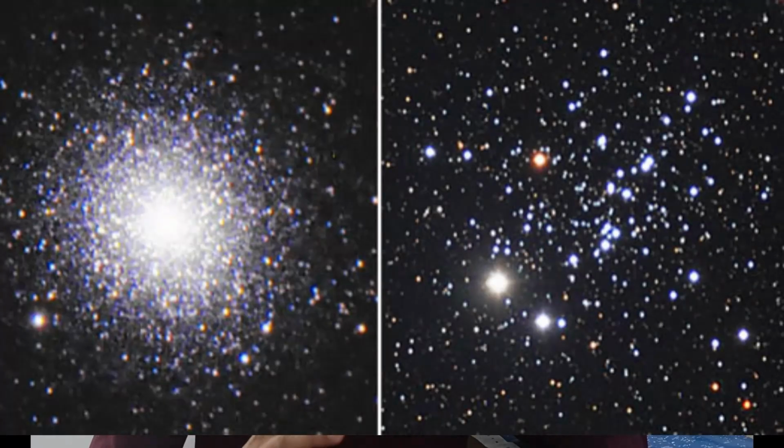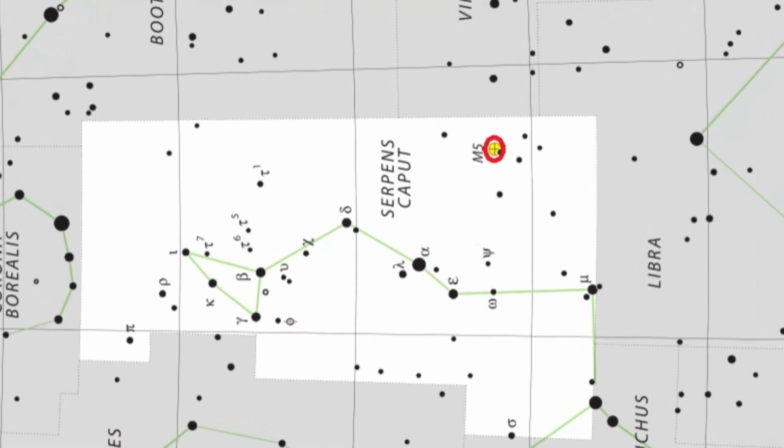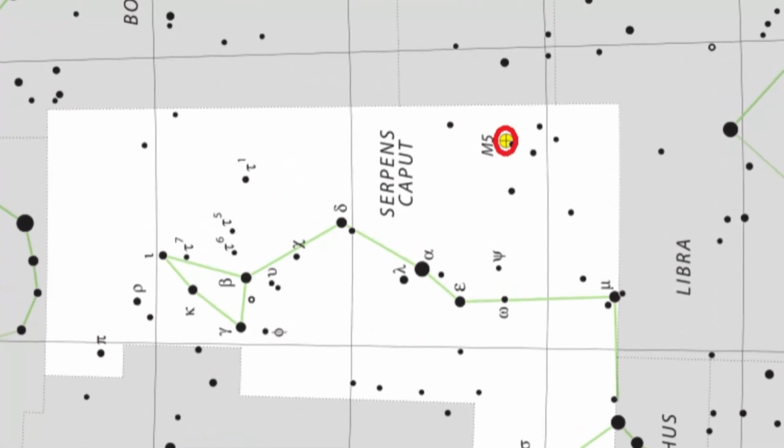So this object is a globular cluster. So it is basically a star cluster. There are generally two types of star clusters. One is an open cluster, which is a very simple star cluster. There are basically a few stars bound by gravity. But a globular cluster is a spherical collection of lots of really old stars. So Messier 5 happens to be one of the brightest globular clusters in the northern hemisphere.